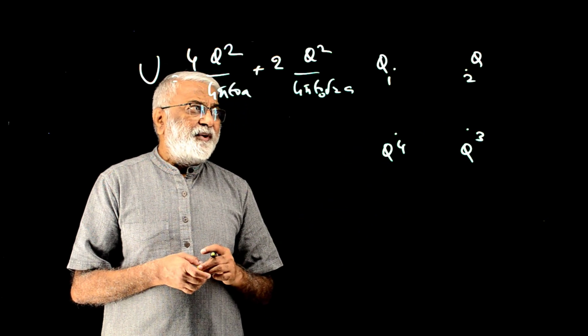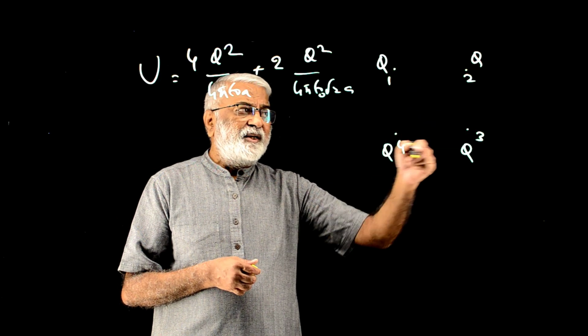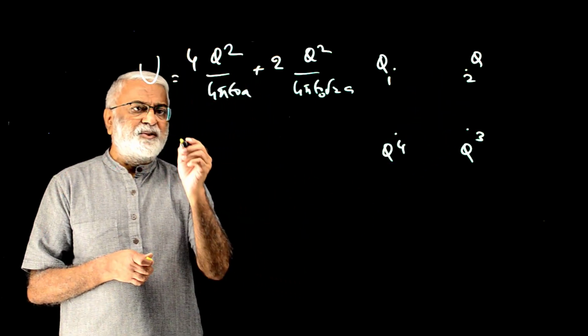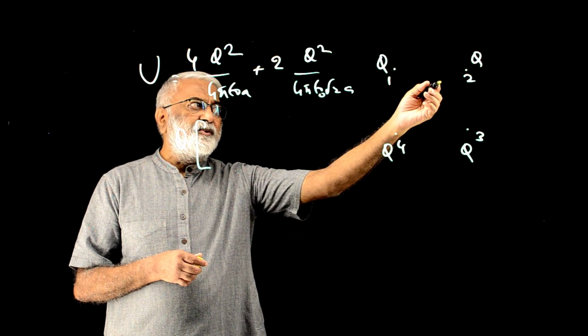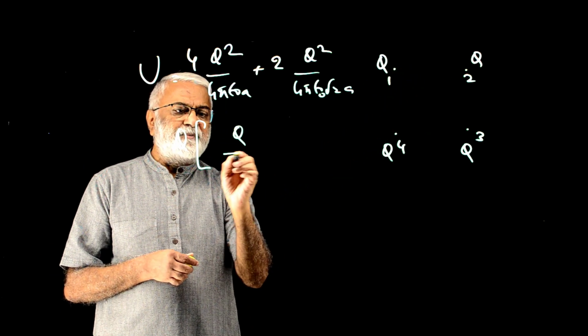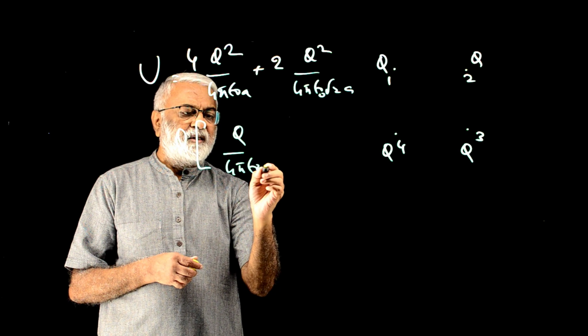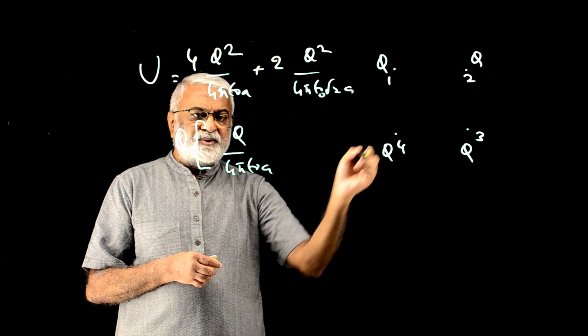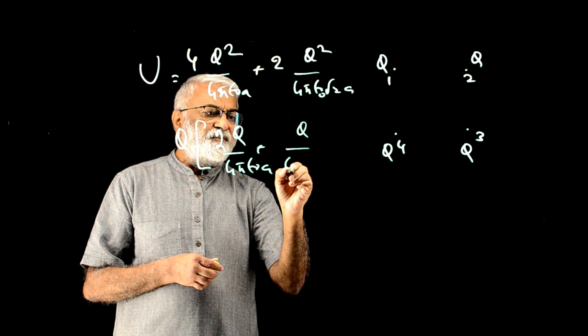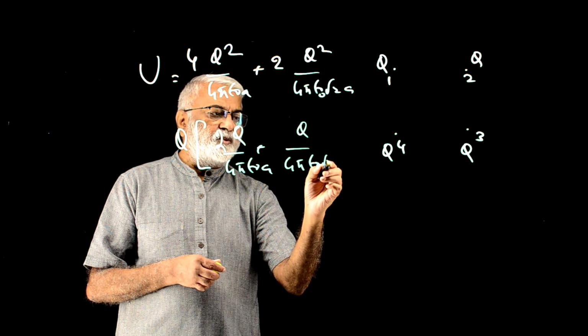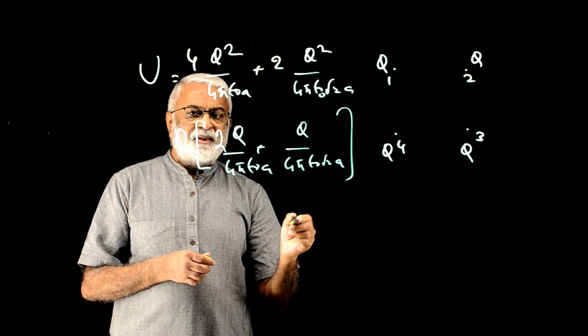The other is, of course, to find the energy of Q in the field of the other 3. So that is Q in the field of the other 3. What is the potential due to 2? Q by 4 pi epsilon 0 A. And due to 4 also it is the same, so twice. Plus due to 3 it will be Q by 4 pi epsilon 0 root 2A. What is that you have done?